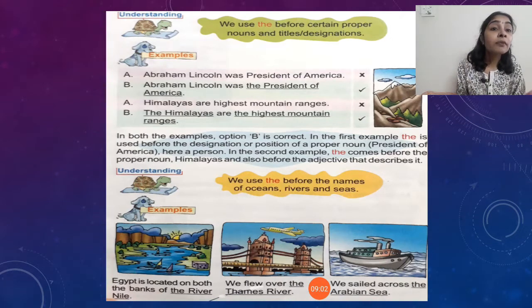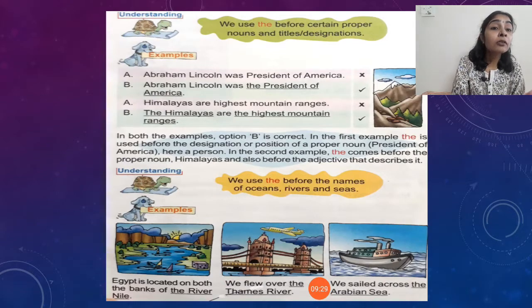Next, we use "the" before the names of oceans, rivers and seas. They are also one of their kind, that means they are only one in the world. So we are using "the" before them, like we use the Himalayas. In the same way, Egypt is located on both the banks of the river Nile. I gave this example just now, the river Nile. We flew over the Thames River. There is only one Thames River, so we flew over the Thames River.